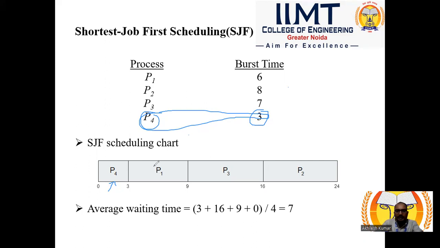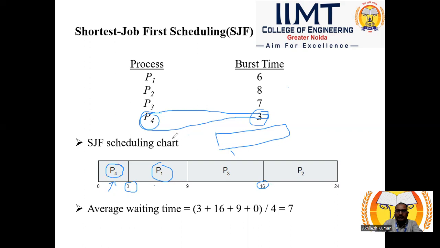Then we calculate the waiting time for each process arrived in shortest job first manner. Now for process P1, all the processes arrived in the ready queue at time t equal to 0, and process P1 will start its execution at time t equal to 3. Waiting time for process P1 is 3 milliseconds, and for process P2 is 16 milliseconds.